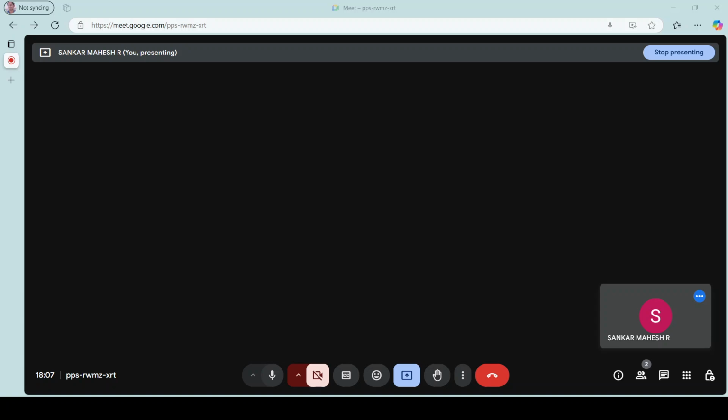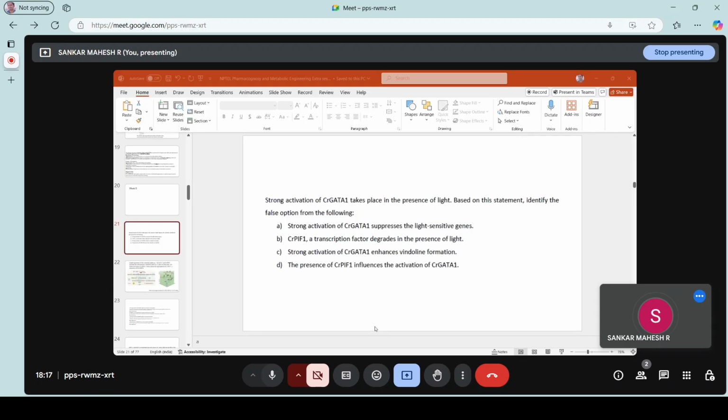Next question is, strong activation of CrGATA1 takes place in the presence of light. Based on this statement, identify the false option from the following.